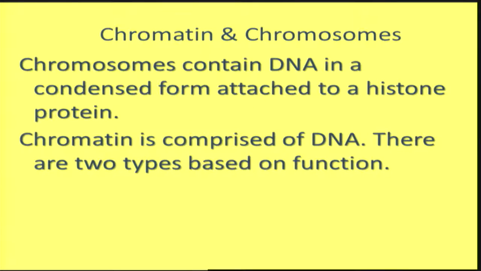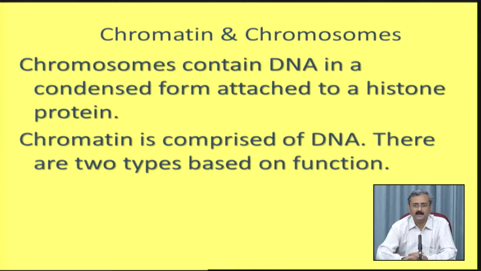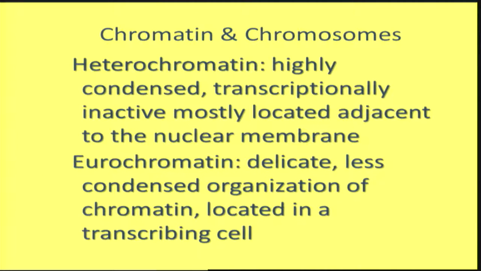Chromatin and chromosomes. Chromosomes contain DNA in a condensed form attached to a histone protein, and chromatin is comprised of DNA. There are two types based on the function: one is called heterochromatin and the other is called euchromatin.